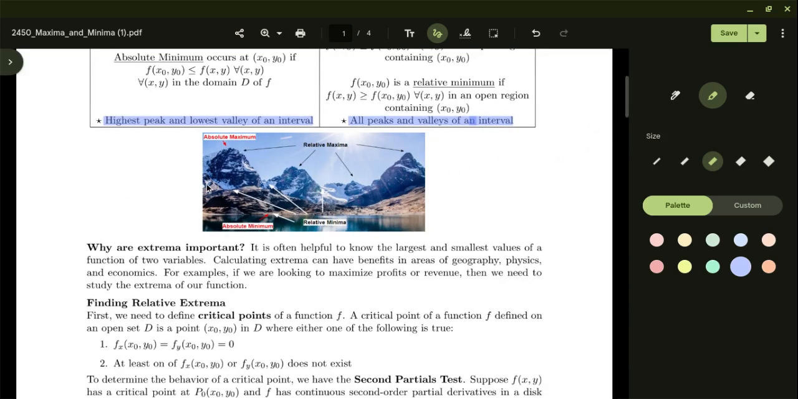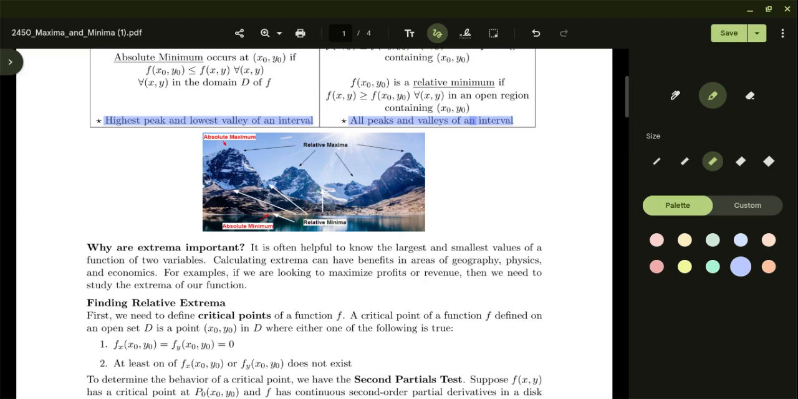If I'm thinking about the relative maxima, I'm thinking about every peak in my mountain range. Here I've highlighted 4 distinct peaks of this mountain range, all of which would be considered relative maximums. And the relative minimums are going to be any valleys that we have. Here I've highlighted 4 different valleys of our mountain range.